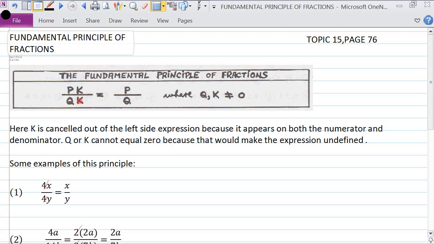because if Q and K were 0, the denominator would be 0. If you multiply Q times 0 or K times 0, you get 0, and 0 on the denominator means that the ratio would be undefined. So there is that proviso. This means does not equal. So you can see here the K cancels in multiplication. This means P times K and Q times K. We can cancel the K on the top and the bottom.